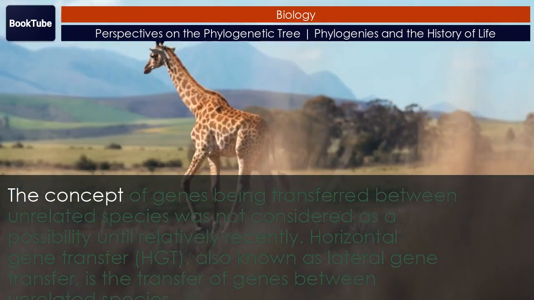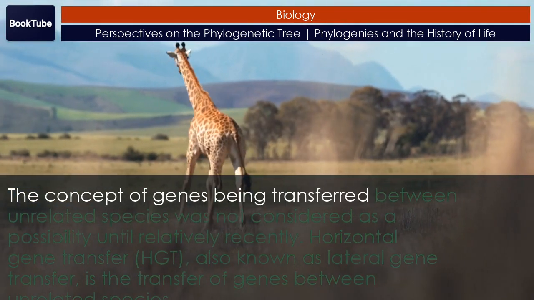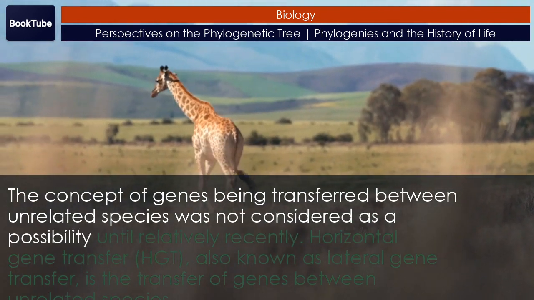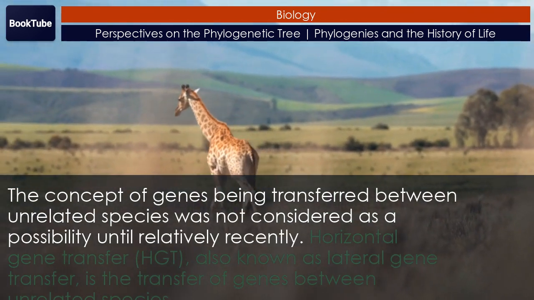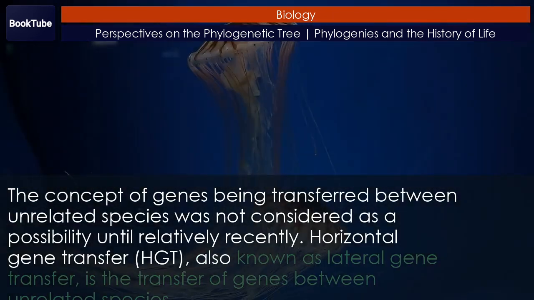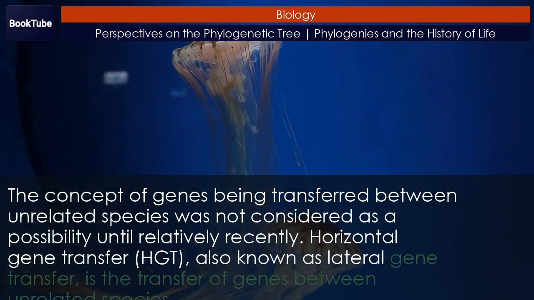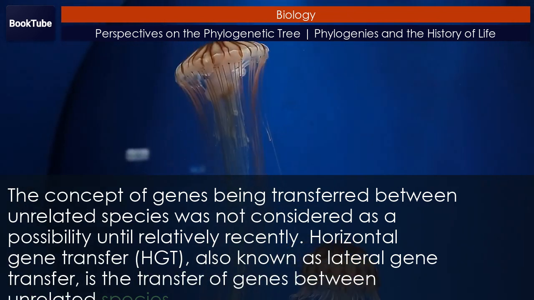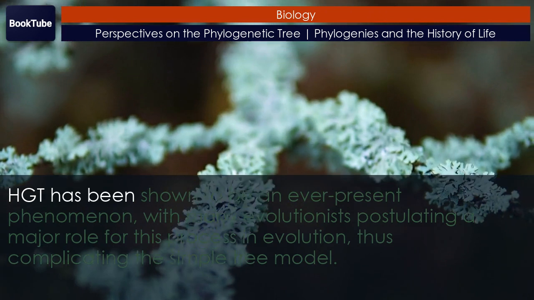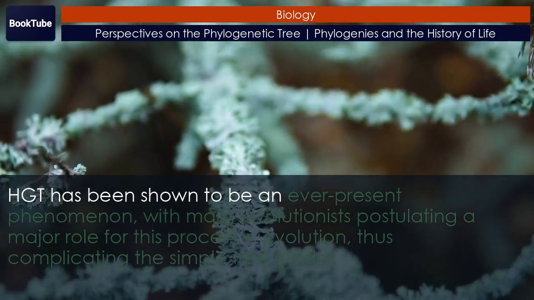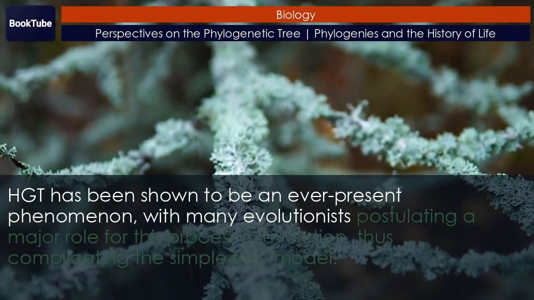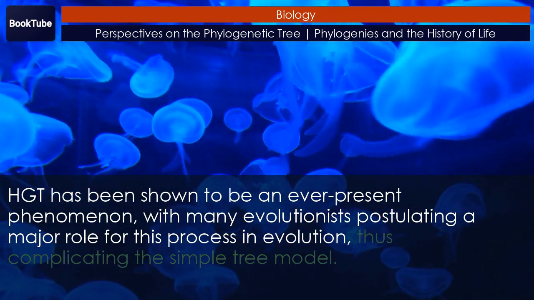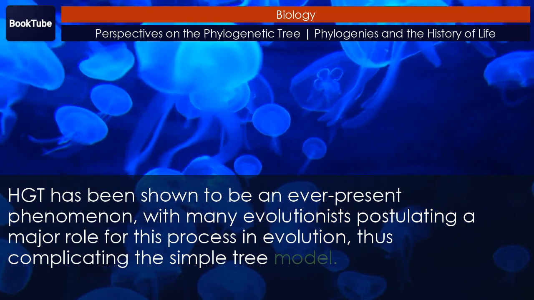The concept of genes being transferred between unrelated species was not considered as a possibility until relatively recently. Horizontal gene transfer, HGT, also known as lateral gene transfer, is the transfer of genes between unrelated species. HGT has been shown to be an ever-present phenomenon, with many evolutionists postulating a major role for this process in evolution, thus complicating the simple tree model.